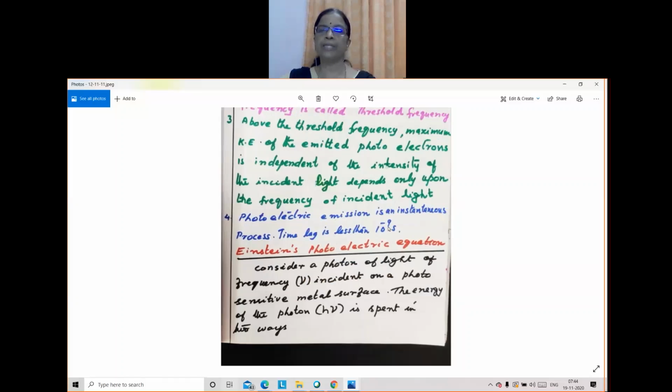Photoelectric emission is an instantaneous process. Time lag is less than 10 raised to minus 9 seconds. 10 raised to minus 9, think of that value.